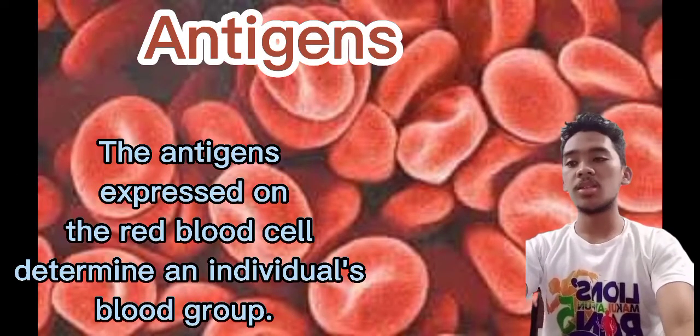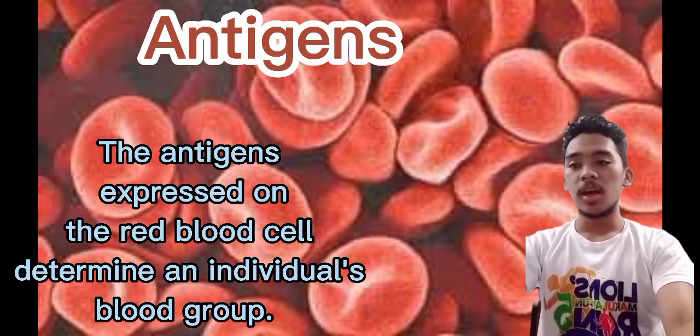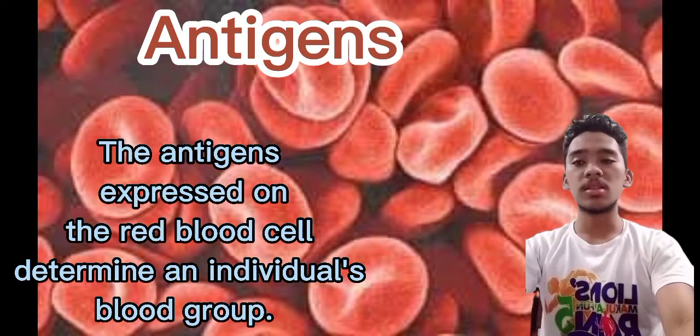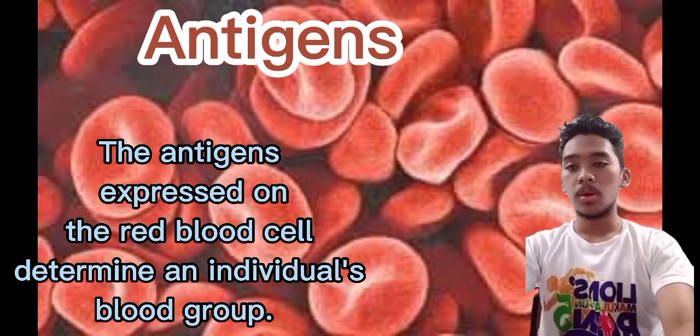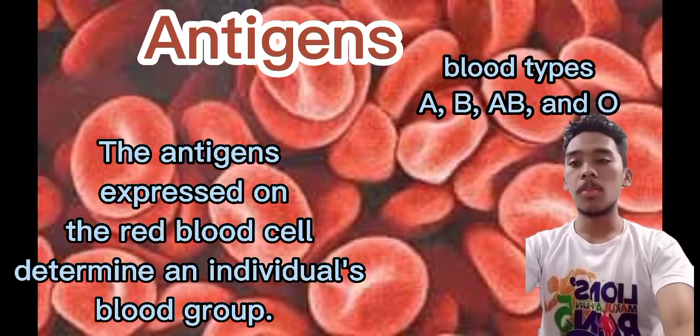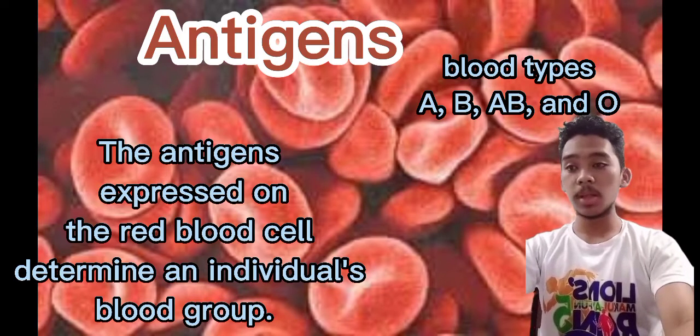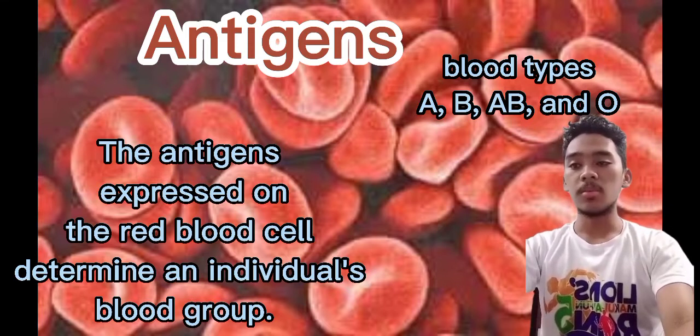What is an antigen? Antigens expressed on the red blood cells determine an individual's blood group. The main two groups are called the ABO group, with the blood types A, B, AB, and O. The function of many blood group antigens is not known, and if they are missing from the red blood cell membrane, there is no ill effect.